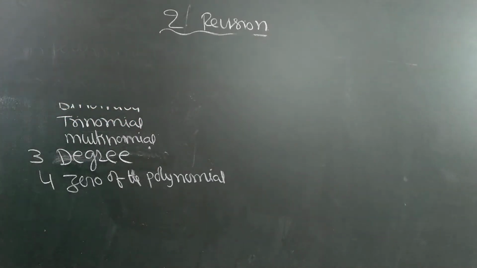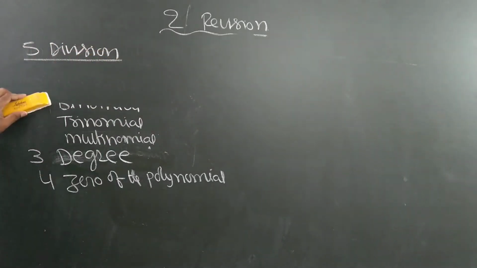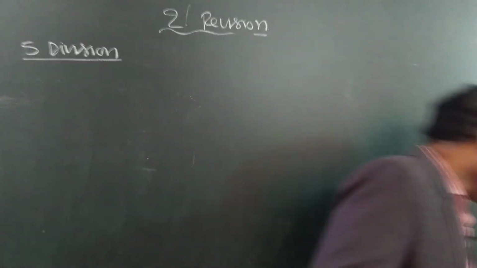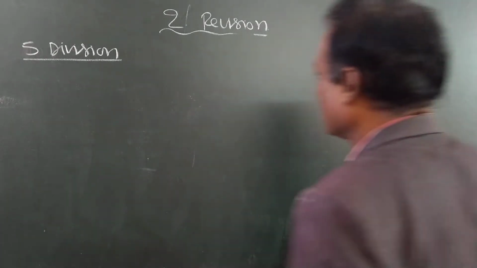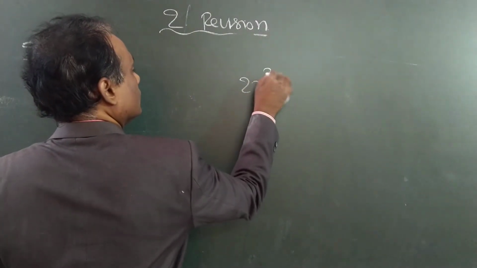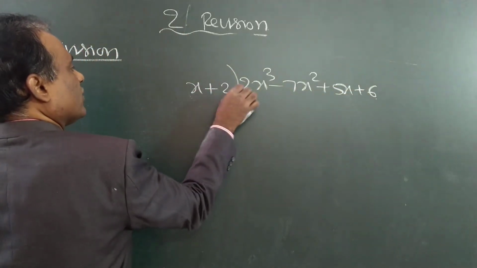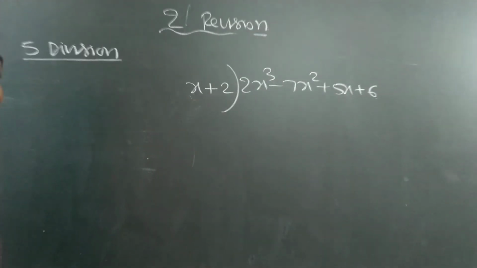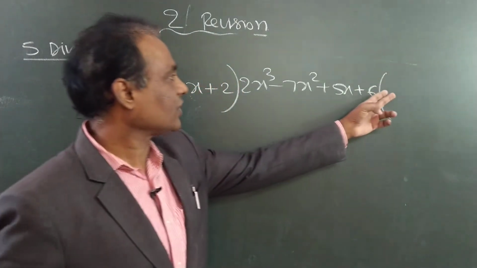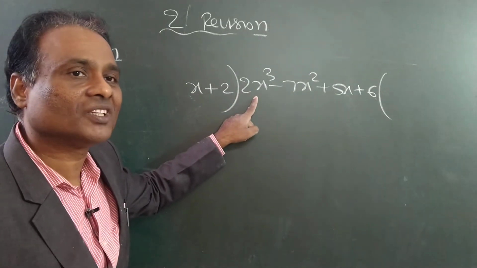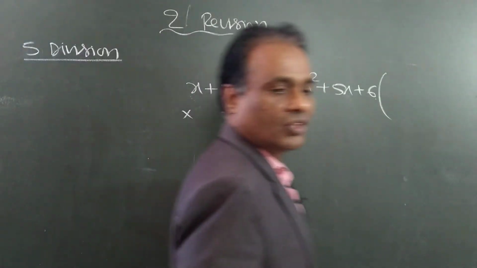After this, I explained division, dividing one polynomial by another polynomial. We already solved many problems on this. See here, this is divided by x plus 2. How to divide? That I explained. In the quotient, take a term such that if you multiply it with x, we get 2x cubed. Tell a term which, multiplied with x, gives 2x cubed. That I explained.